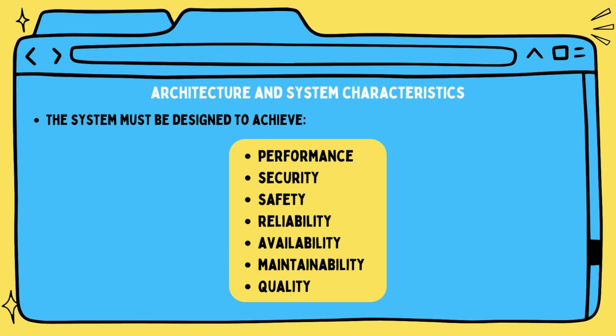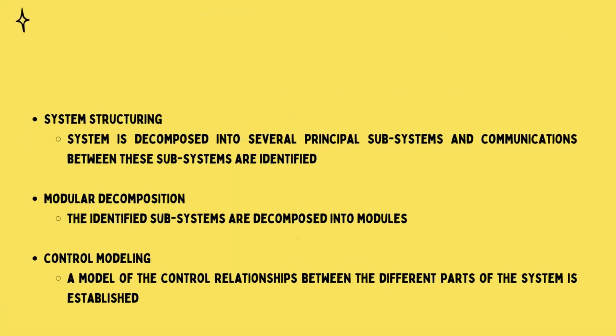Architecture and system characteristics. The system must be designed to achieve performance, security, safety, reliability, availability, maintainability, and quality.